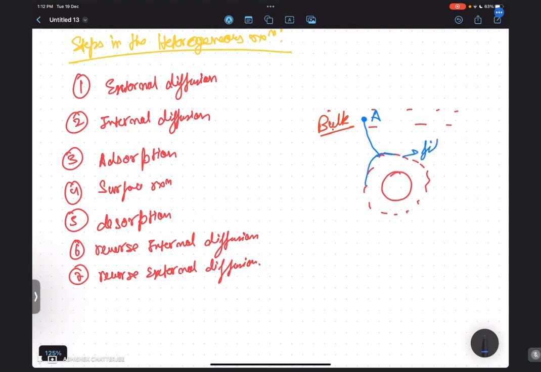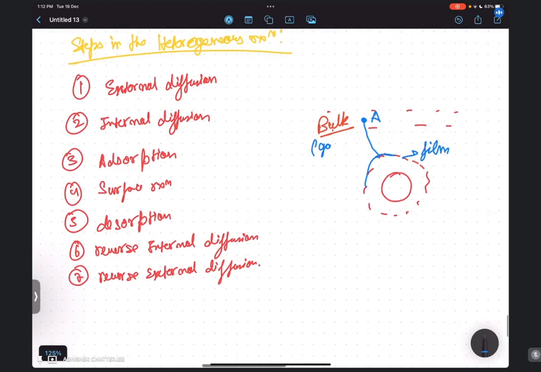This is your film, liquid or gas, based on the phase that you are using. This can be bulk gas or bulk liquid. This film can also be either a gas film or a liquid film. So the step where reactant A diffuses from the bulk to the surface of this film is your step 1, that is your external diffusion.